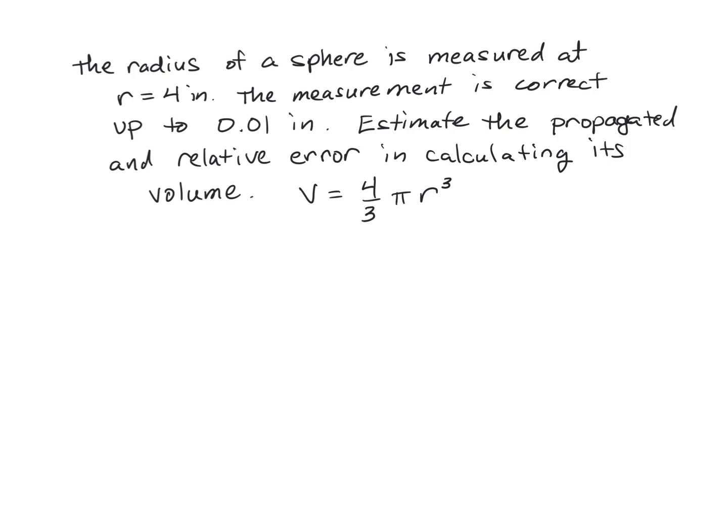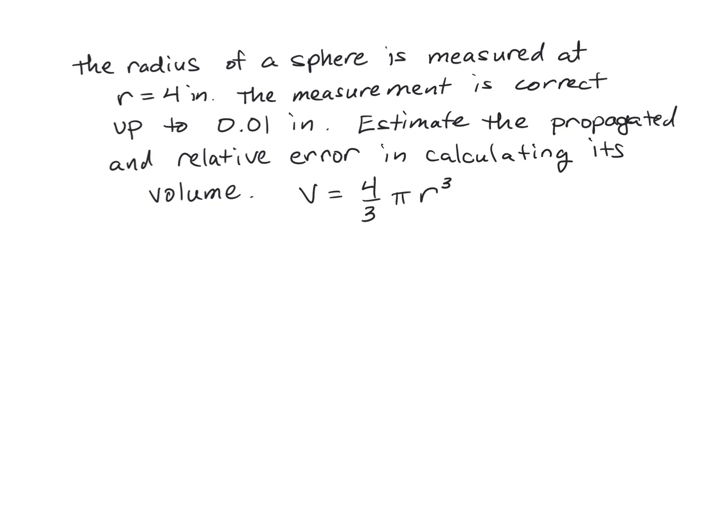Hello and welcome back. In this video, we're going to be looking at taking the measurement of the radius of a sphere and getting 4 inches, but having that measurement accurate up to 1/100th of an inch. We want to estimate the propagated error in calculating the volume and the relative error as well.